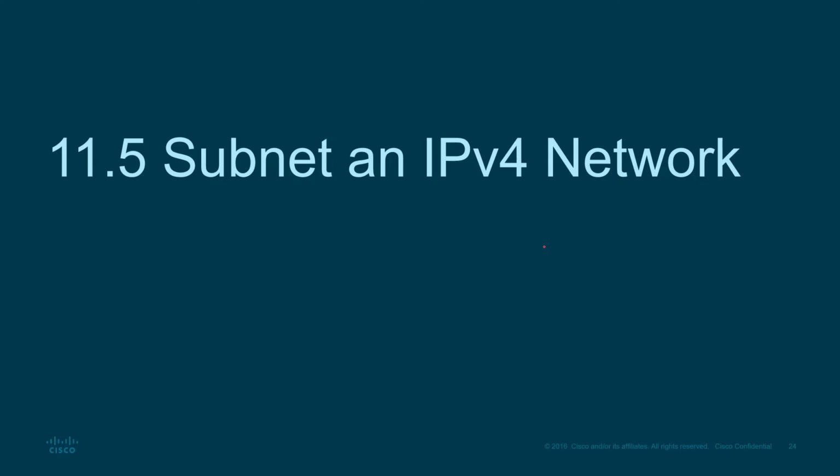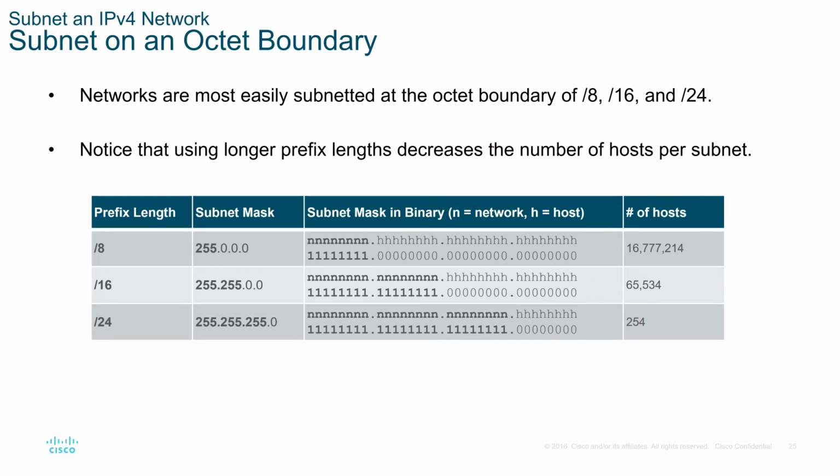To subnet an IPv4 network, we first look at where the network bits are versus the host bits. It is very easy to subnet at the boundaries of 8, 16, and 24. The longer the prefix length, the fewer individual hosts you have.